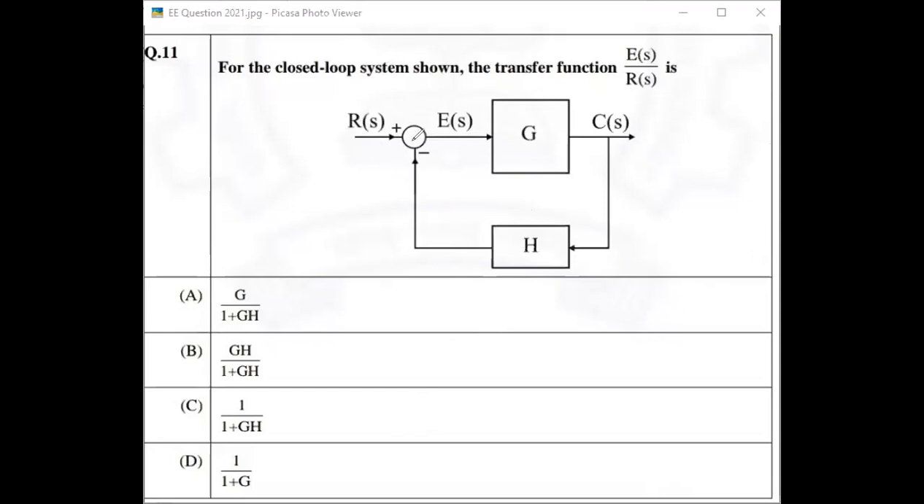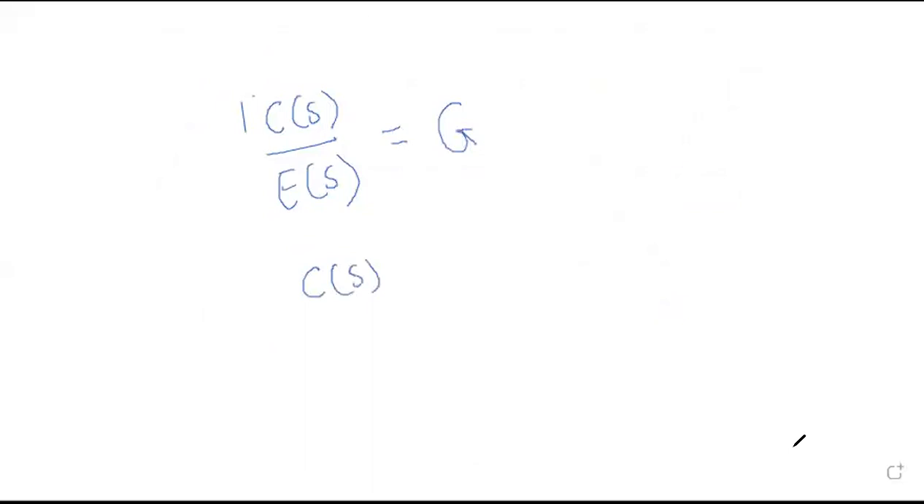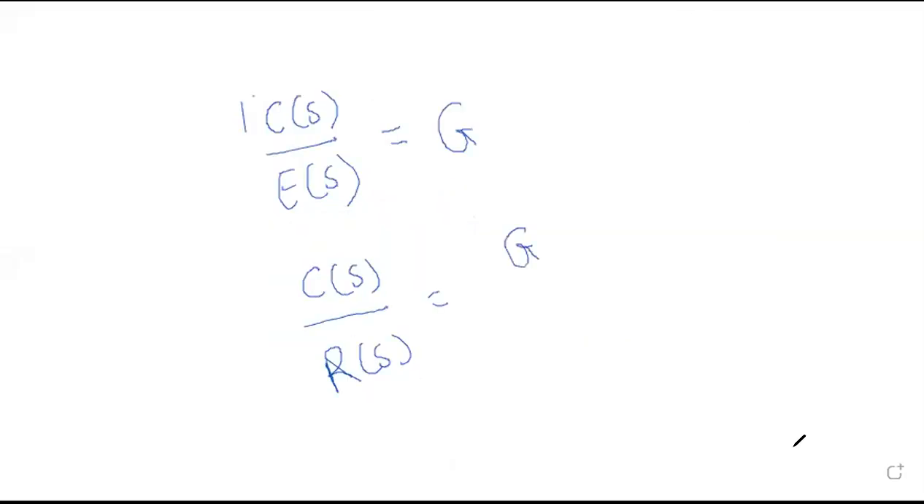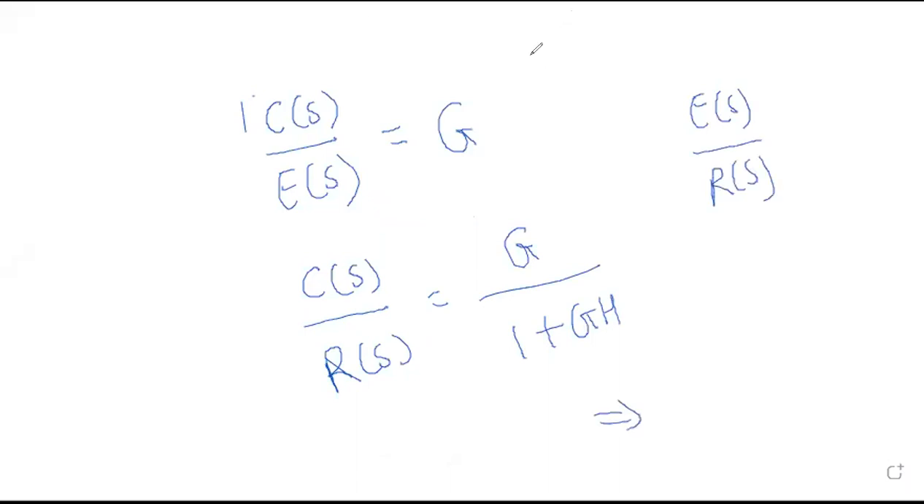So which one is the correct? Please think. Okay, online students, like this: I can write E(s) divided by C(s), multiplied by C(s) divided by R(s). If I multiply it out, it becomes E(s) divided by R(s).